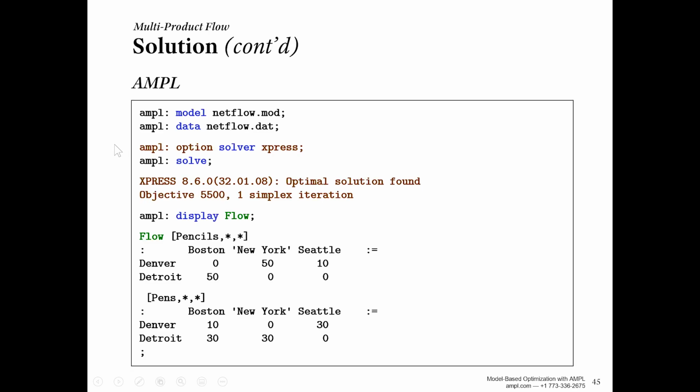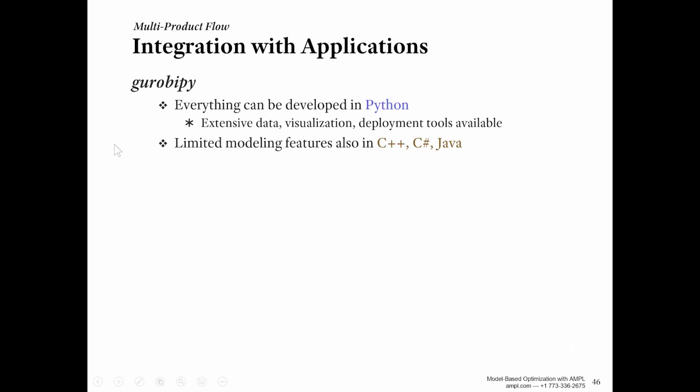Okay? And so now I want to just compare these in two respects. What about integration with applications, which I said was important. Once you get your model all running, you want to embed it into a broader system. And the real appeal of this is that everything can be developed in Python. So if you're doing the rest of your system in Python, then there are all these other tools that you could use and just embed this right into Python. And GurobiPy also has similar modeling features in other languages, but not as powerful.